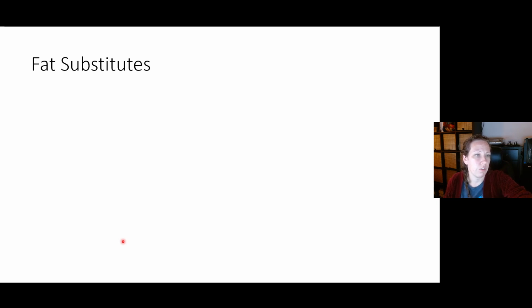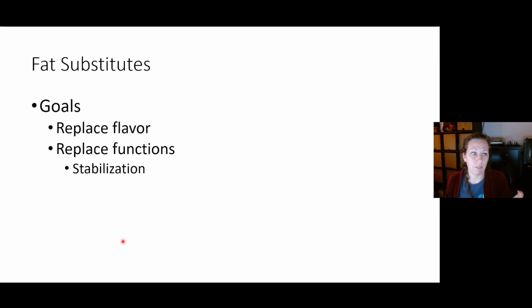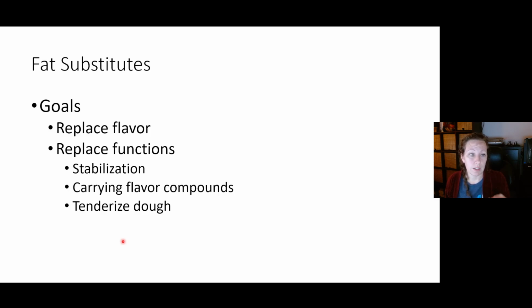So let's move on into fat substitutes now. When we're looking at fat substitutes, we're going to have several goals. One is to replace the flavor of the fat, and then it's going to be to replace the function. So remember that fat is a stabilizer. It carries flavor compounds. It tenderizes dough. It adds texture to products. And so if we take out the fat, we need to be able to account for all of this when we substitute it with something.